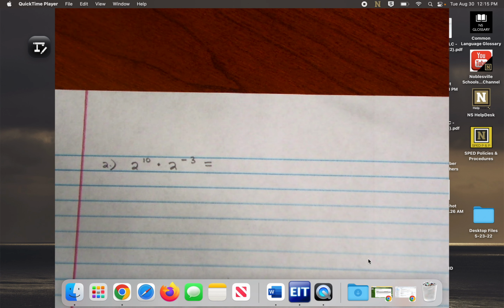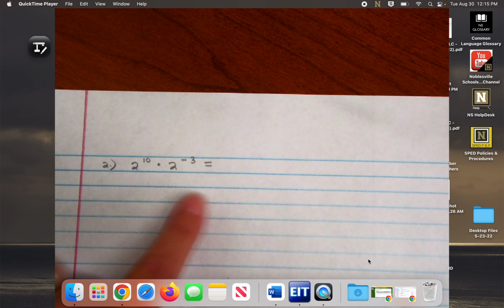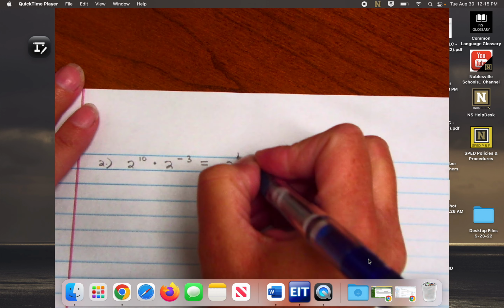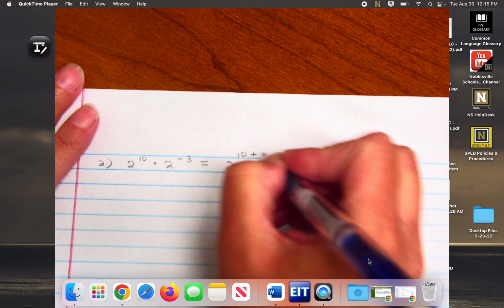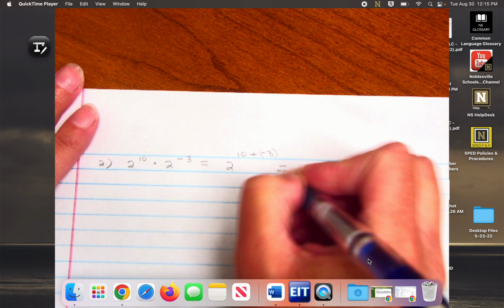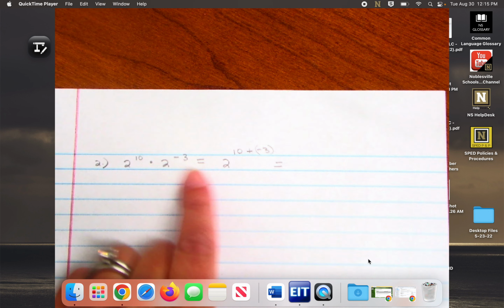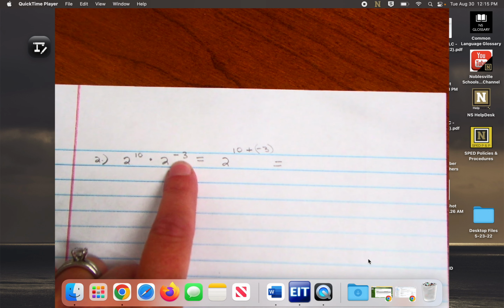So again, I have exponential expressions that have the same base. Notice that I've not done anything with the bases. They just stay that number throughout the whole thing. I do no operations with them. I don't add them. I don't subtract them. I'm only focusing my attention on the exponents. So the math for this is going to be 2 to the 10 plus negative 3. I'm still adding, but now I have a negative as my exponent value.